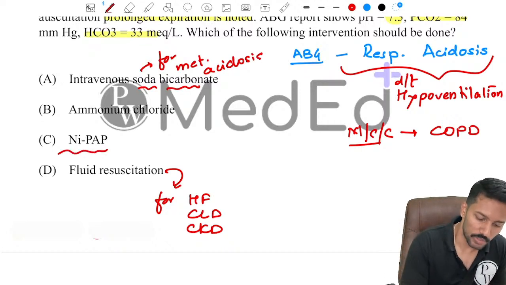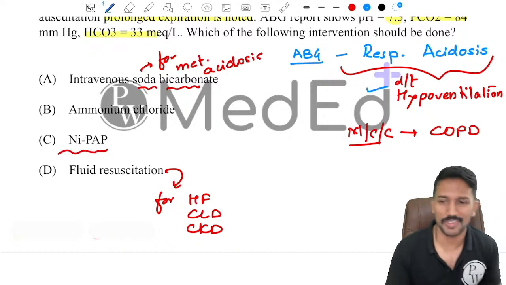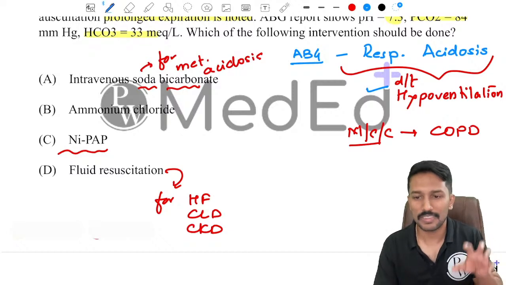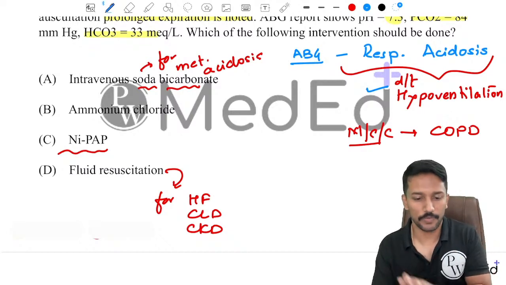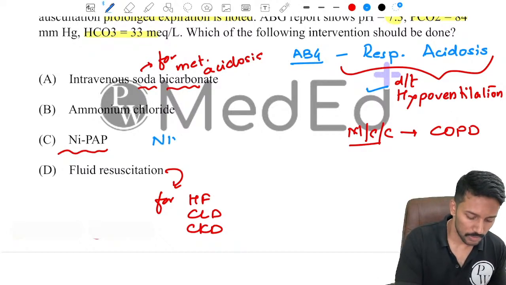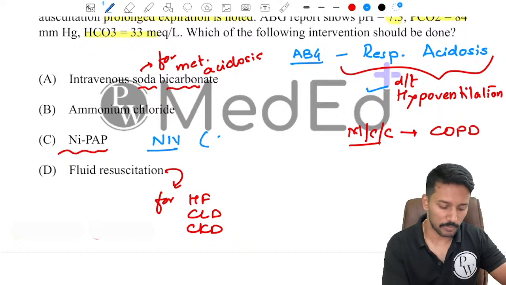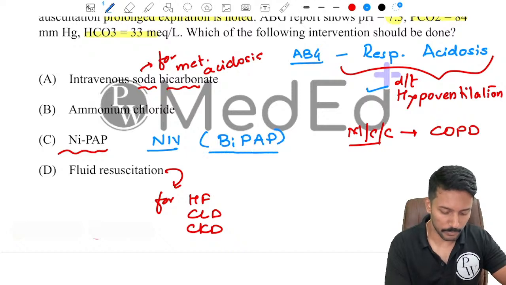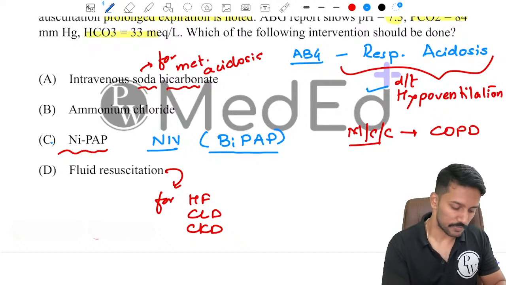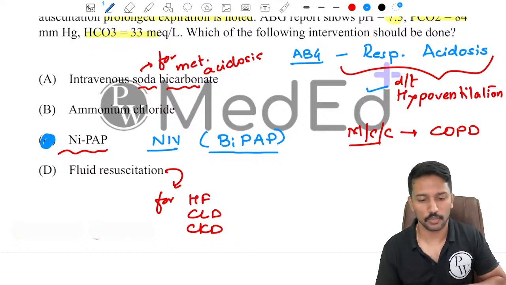So here you have to improve the ventilation. Hypoventilation is the reason. Improve the ventilation. We start with the non-invasive ventilation, right? So NIV with a positive airway pressure, that would be the initial treatment of choice. Preferably we use BiPAP. Bi-level positive airway pressure would be the treatment of choice when it comes to COPD leading to type 2 respiratory failure and respiratory acidosis.